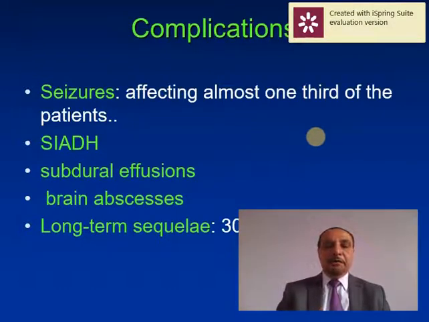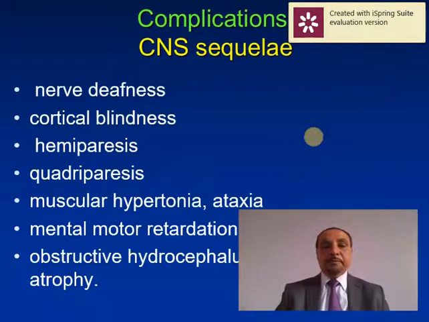Long-term sequelae of meningitis are really a problem, reaching 30% of children, and some will have hearing problems or vision problems. So the CNS sequelae include nerve deafness, as we mentioned, cortical blindness, hemiparesis, quadriparesis, muscular hypertonia and ataxia, mental and motor retardation, learning disabilities, obstructive hydrocephalus, and cerebral atrophy.